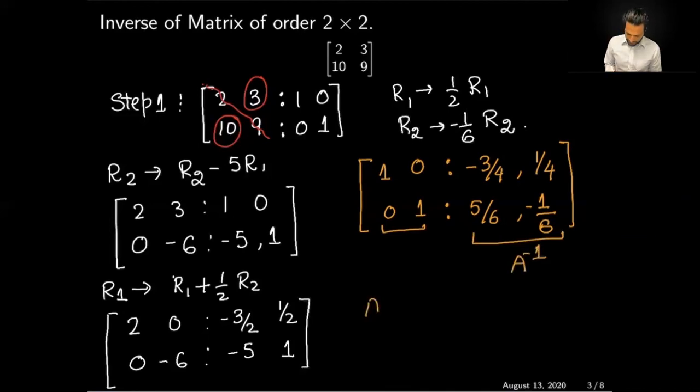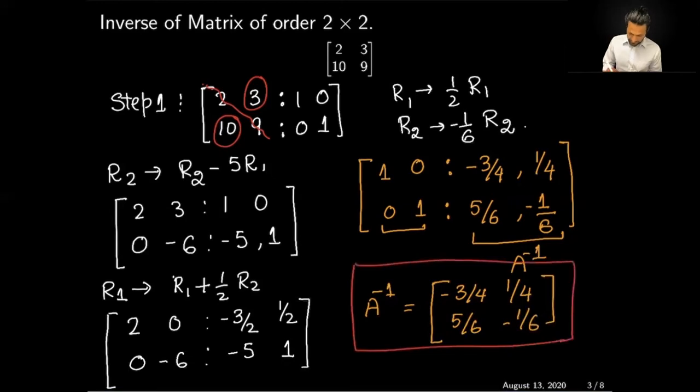So A inverse is -3 divided by 4, 1 divided by 4, 5 divided by 6, negative 1 divided by 6. This is our A inverse. You can verify whether you got the correct inverse by multiplying A inverse by A. It should produce the identity matrix. And also, if you multiply A by A inverse, it should produce the identity matrix. So this is how you calculate the inverse of a 2 by 2 matrix using the Gauss-Jordan elimination method.